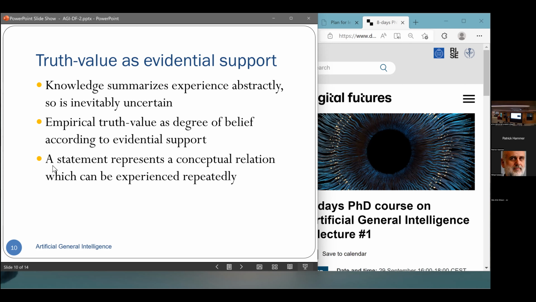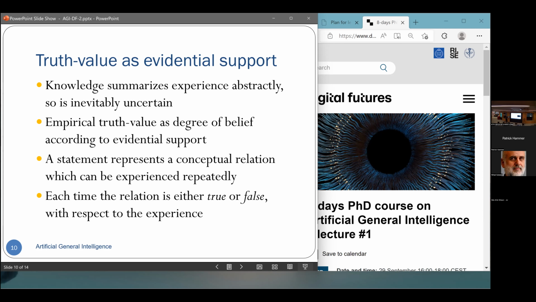So if a statement represents a conceptual relation, as I said, which can be experienced repeatedly, of course, otherwise it will not relate the past and the future, right? So we always want something which is general enough, not just talking about one case in history. It can also be used for the current and for the future. Then what? Then you run into the issue I mentioned.